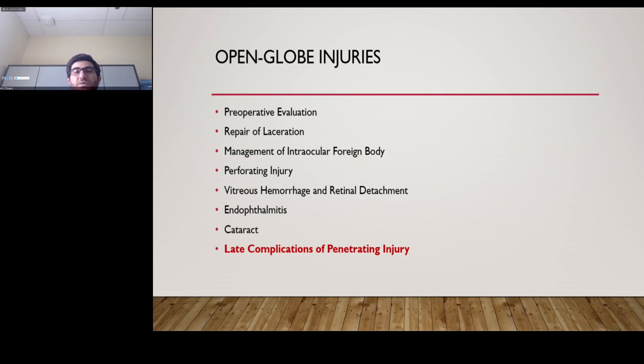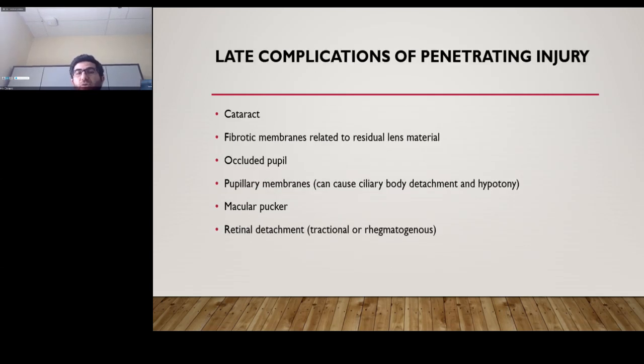So we should always remember that sometimes we have late complications related to penetrating injury. The late complication can be cataract. Cataract can be related to the trauma or to the surgery. Sometimes we can have fibrotic membrane. Sometimes we can have pupillary membrane. We can have macular pucker and retinal detachment. Please pay attention to the pressure of the patient, because many patients will end with low pressure related to ciliary body detachment. Those patients may benefit from endoscopy with peeling of membrane on the ciliary body, and we can have good results for these patients.